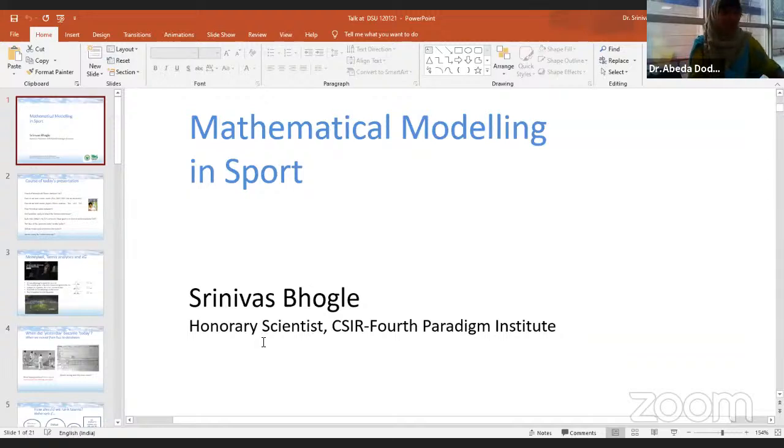Not everything that can be counted counts, and not everything that counts can be counted. The famous saying by Albert Einstein. With this quote, a very good and warm morning to everyone. Welcome to the DSU organized National Mathematics Day 2020 Talk 3: Mathematical Modeling in Sports by Dr. Srinivas Bhogle, in association with Karnataka State Council for Science and Technology.